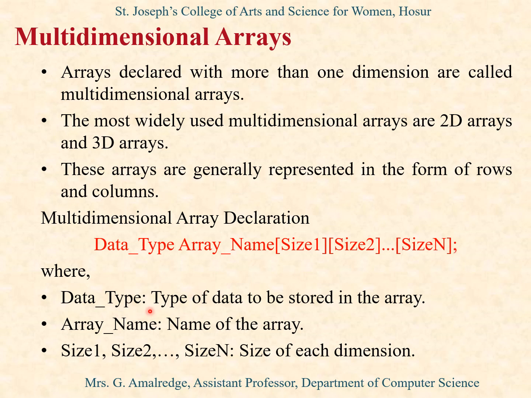Here, data type is the type of data to be stored in the array, and array name is the name of the array. Size 1 to size n is the size of each dimension.